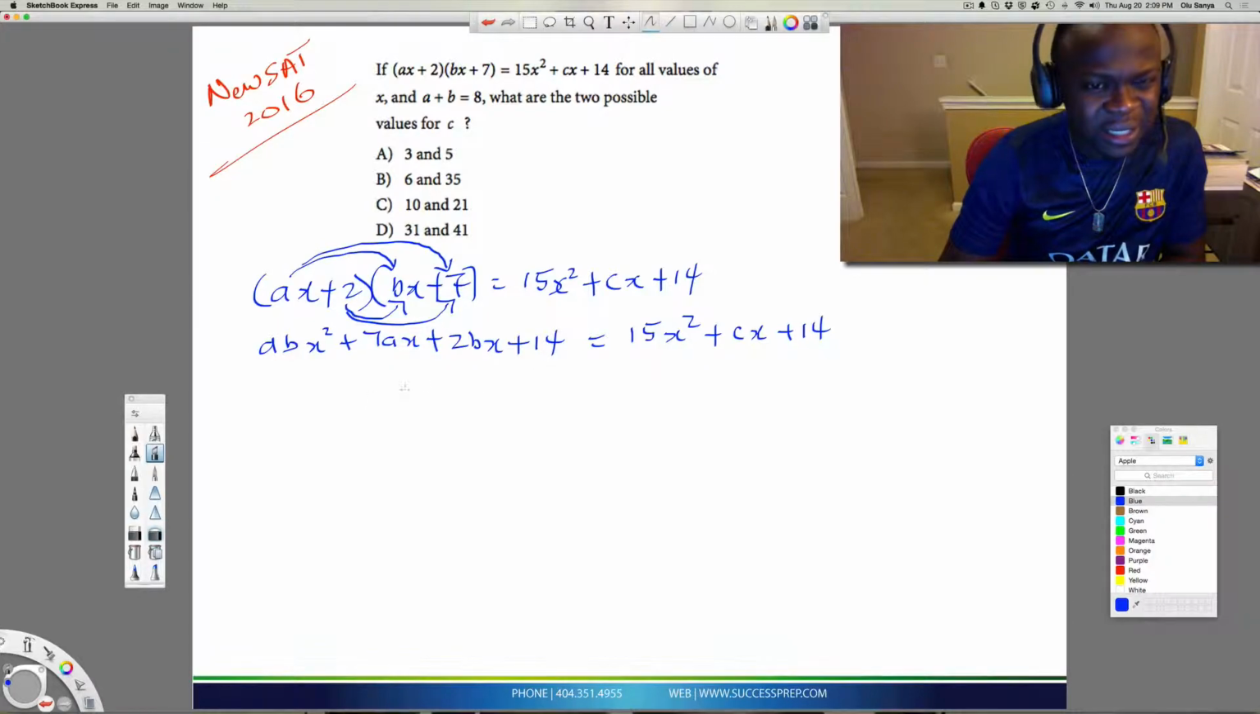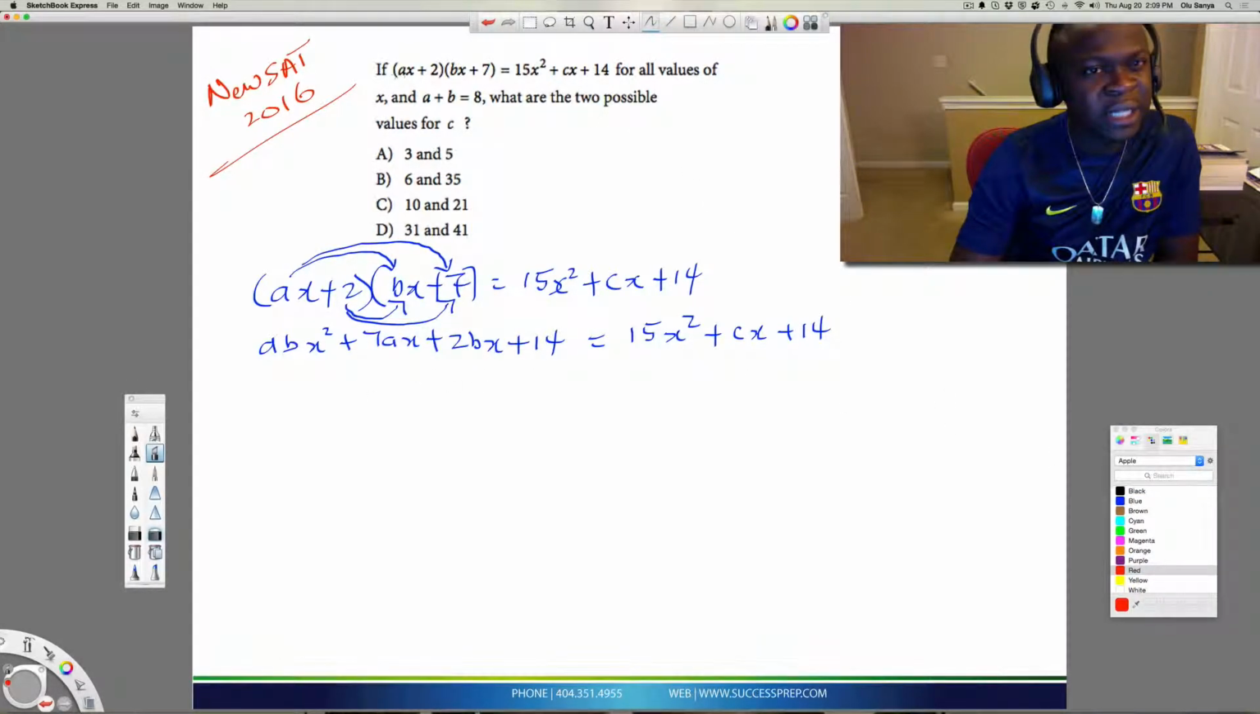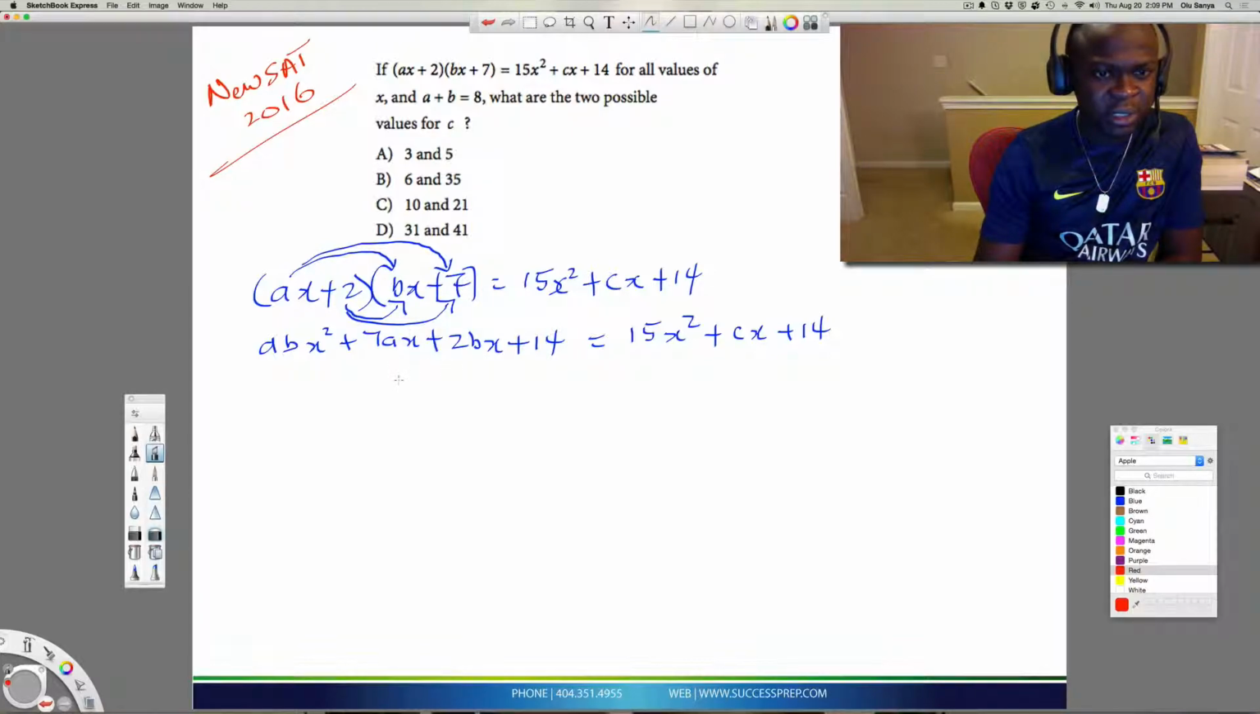So with this said, something comes up, because most students are able to at least FOIL this side and make it equal to this right side, but then they don't know what to do next. Well, one of the things you notice here is, hold up, it seems like we have the same types of things. The keyword is types, on both sides. Check this out. We have x squares on both sides, so this 15x squared is like this abx squared, okay? And then we have x's on both sides.